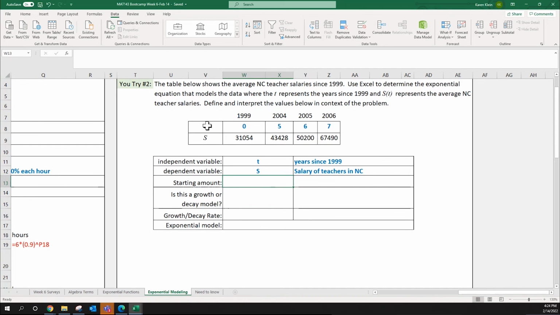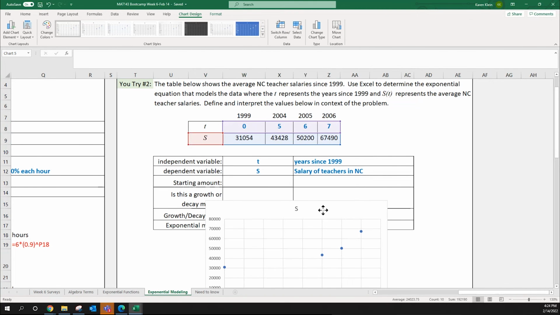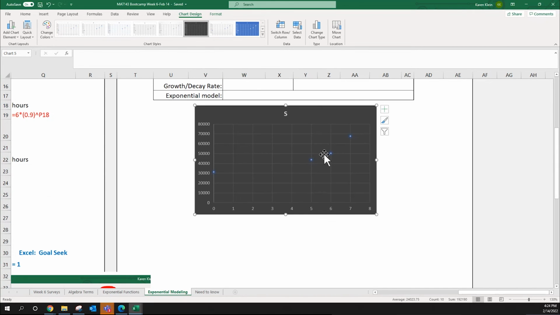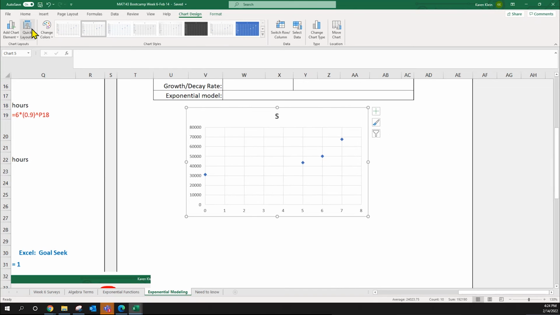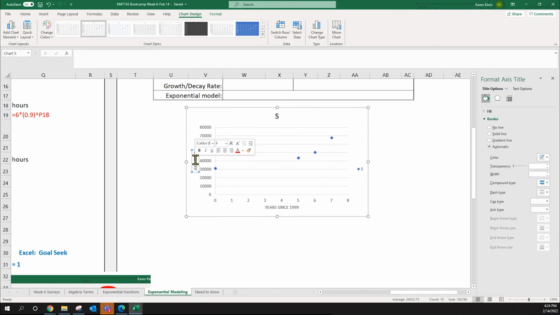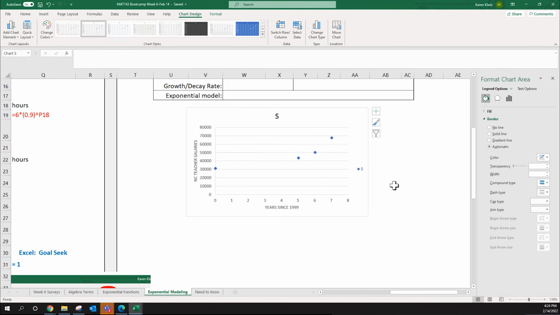All right, so let's go ahead and get our data together. We highlight our data and we're going to go to Insert, Charts, Scatter Plot. I'm going to format this. I'm going to reformat it here. So this would be the years since 1999. North Carolina teacher salaries. Maybe I'll take off this.